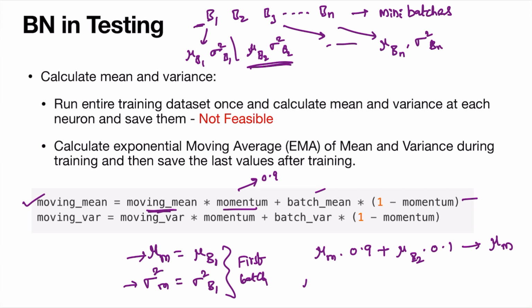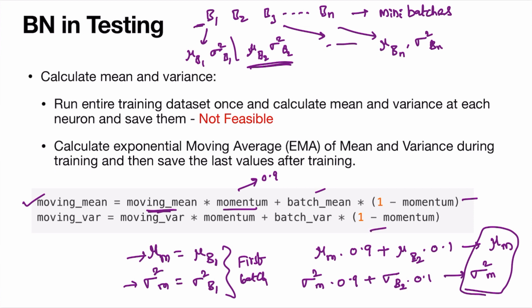Similarly for variance: the moving variance into 0.9 plus the variance of the current batch, the second batch, into 0.1. So this will become the new moving variance. For the third batch, these values are used later in these expressions. Like this, you go till all the n batches, and whatever final values you get after all the iterations, you will save. Whatever your final moving mean and variance, these values will be used during the testing. This is how batch normalization works during the testing.